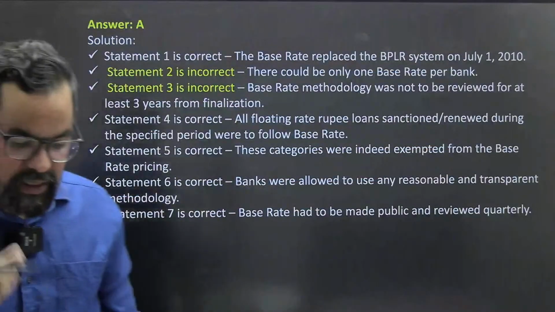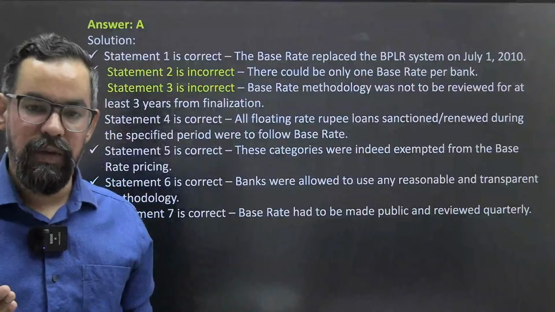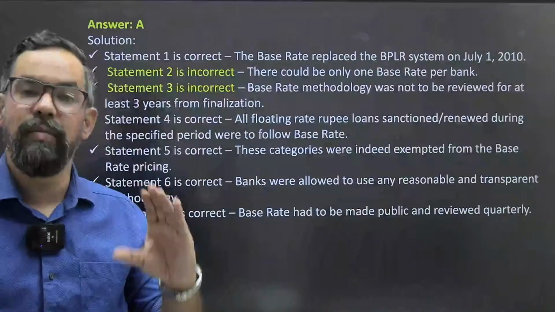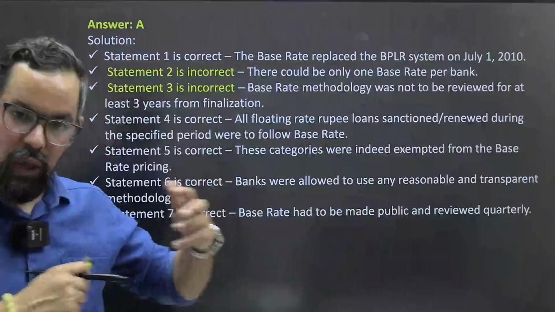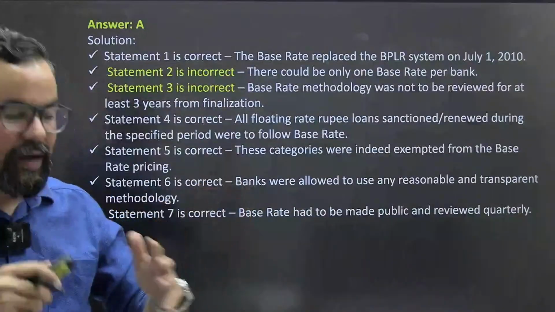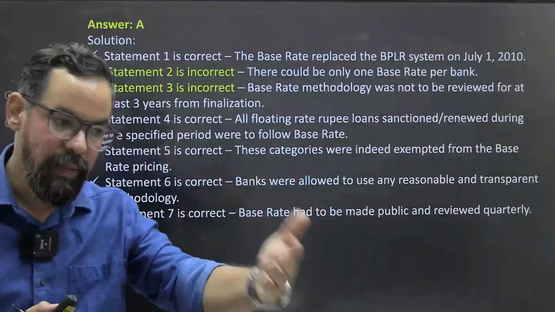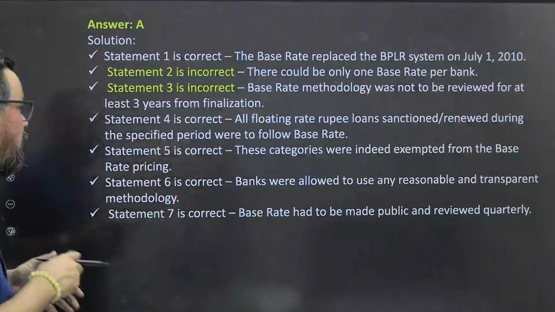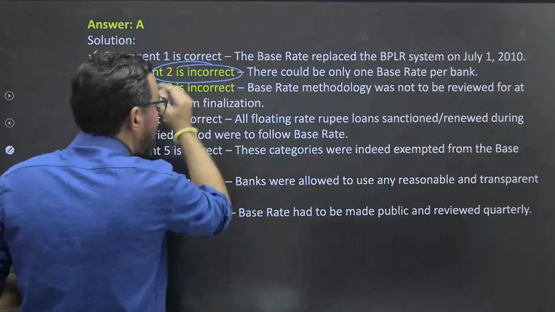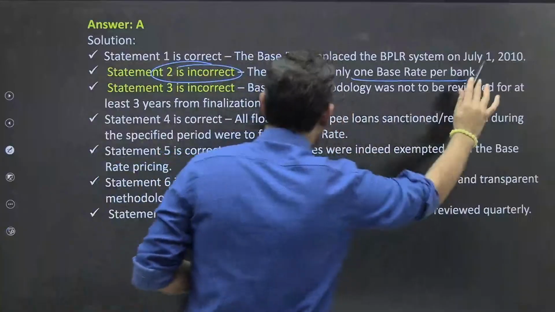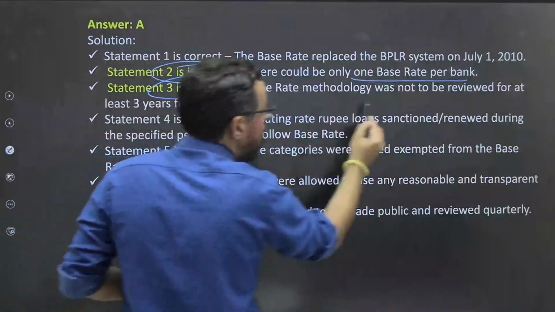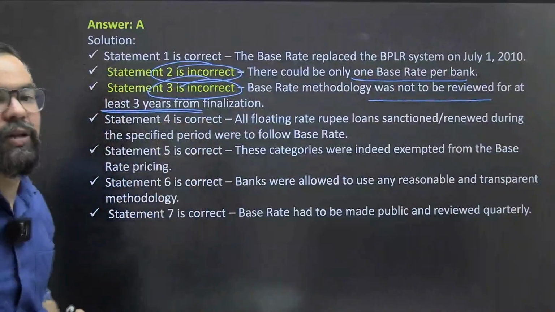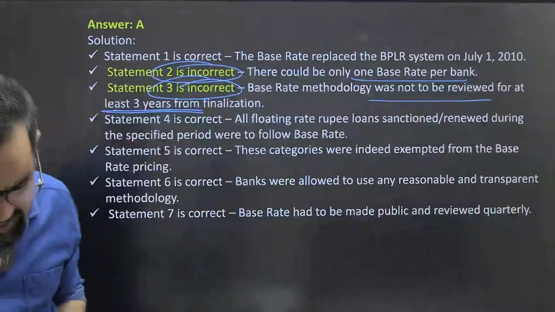Sometime see the benefit with these kind of statement based question, let's say there are 5 statements, if you know 4 statements, even if you don't know one statement, apply the elimination. I hope you guys have done this in your JIB, IN, IFS and PPB subject. Same things will help you here also, right? Statement 2 was incorrect. It is 1 base year per bank. And third one, base rate methodology not reviewed for at least 3 years from the finalization. So that was the challenge.